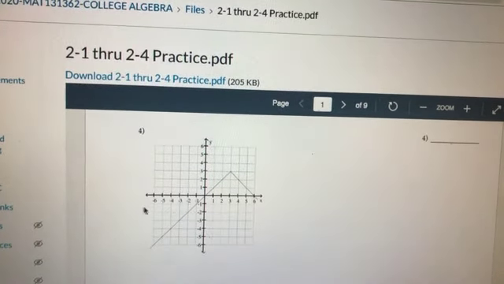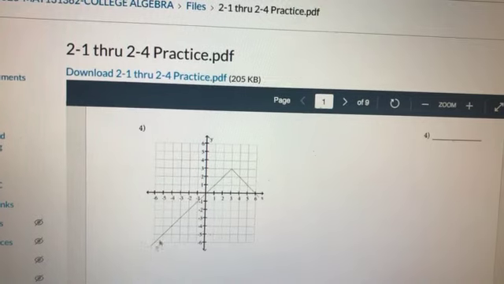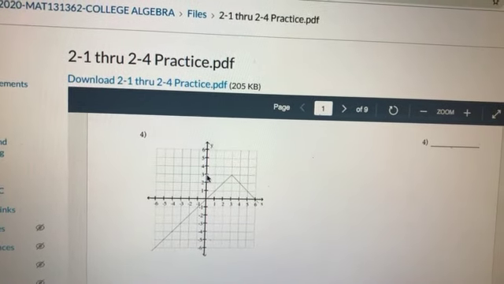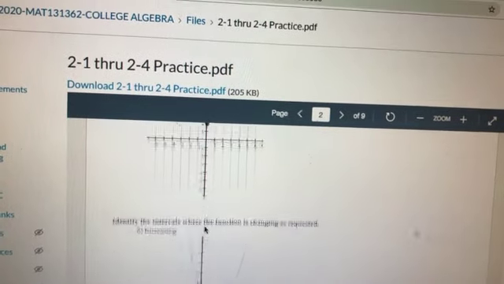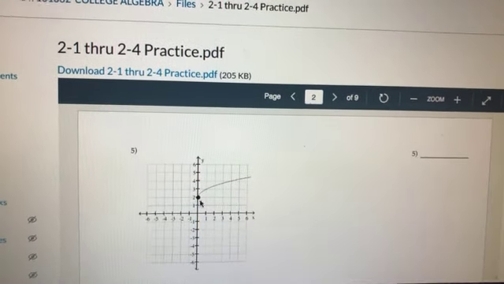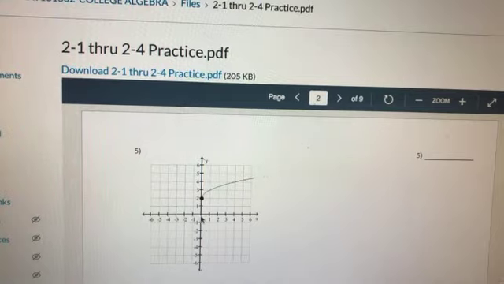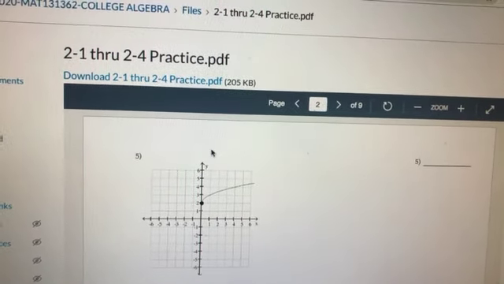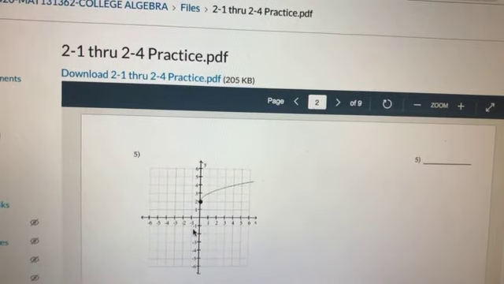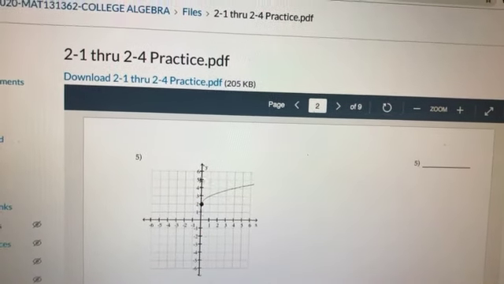This one, the domain is all real numbers. And the range goes from negative infinity up to 3, which is the highest point along the up and down on that graph. This one, the domain starts at 0 on the x-axis and goes off towards infinity. And the range starts at 2 and goes up towards infinity. So the domain is 0, infinity, range is 2, infinity.